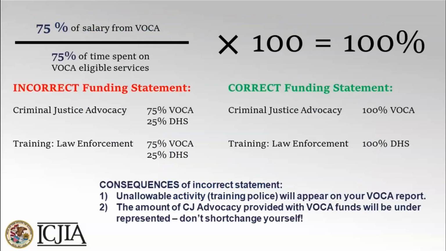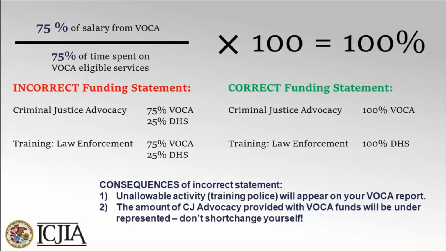So here is the incorrect way and the correct way to do this. And again, this is the most common oversight we see in your funding statements. When you don't apply the formula, your statement might look like what it does on the left side of the screen. The tendency is to mirror how the staff person is paid. If the person's salary is supported 75% with VOCA and a quarter with DHS, there's a tendency to link those same proportions to all the staff person's services. But how it should be done is on the right side.